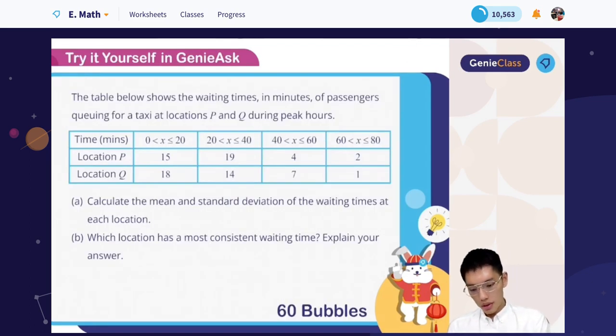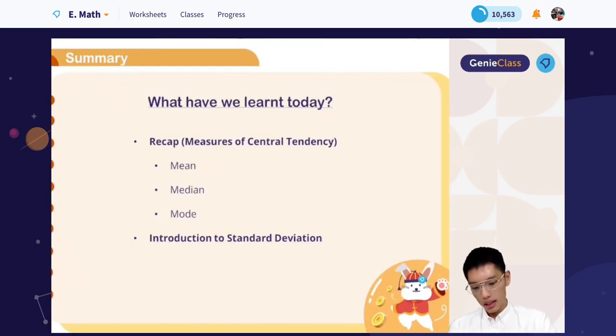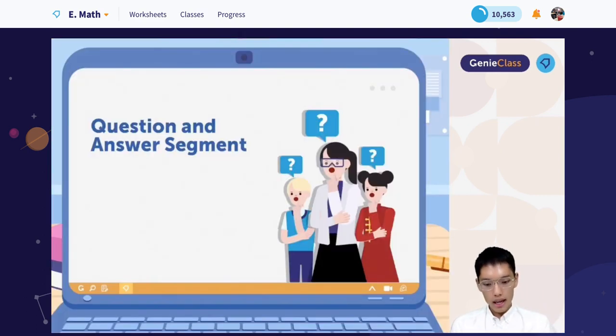So similar notion right now, you are given two sets of data and now in a grouped data form, what we went through a few minutes ago. How do we then calculate the mean, standard deviation, and how do we calculate the most consistent waiting time? All right, just nice. So that's it for today. So what have we learned? The recap, not so much, but how do we make use of standard deviation to calculate with frequency, without frequency, and with frequency, ungrouped and grouped data. And okay, there's no tip for today, but mainly take note of your calculations. And yeah, that's all for today.